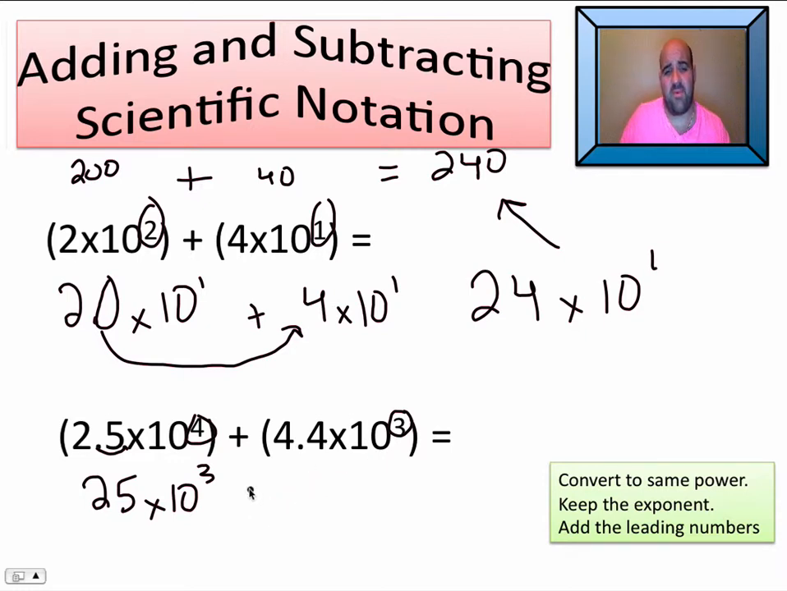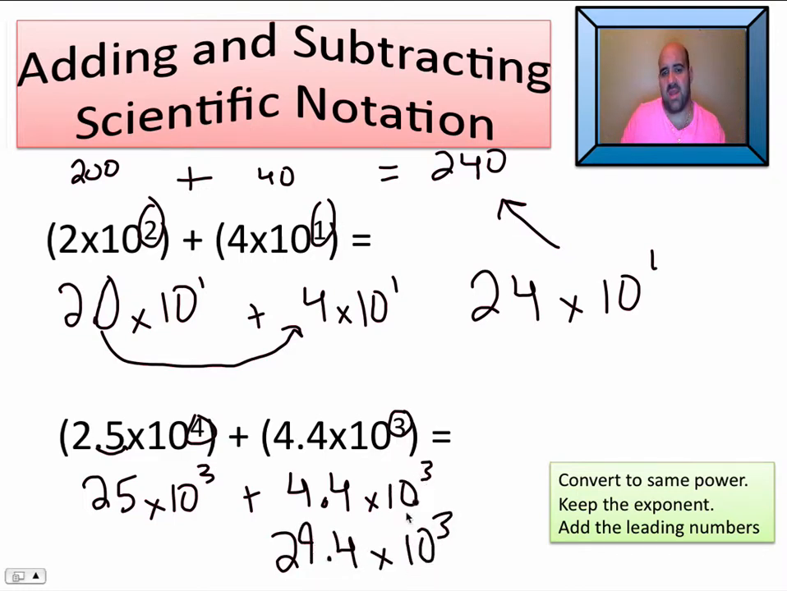You got to be very comfortable with it. Otherwise, you might mix up what you're doing. 4.4 times 10 to the third. Now these powers are equal, so you can just add these numbers together and keep the power. 25 and 4.4 is going to be 29.4 times 10 to the third. When you're adding or subtracting, you don't change the power. Once you get the powers equal, you just keep it in your final answer. And you could, of course, convert this to strict scientific notation if you wanted to, but unless you're in physics, you don't have to.